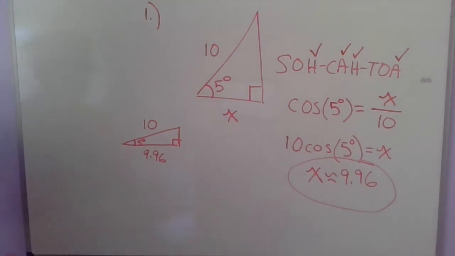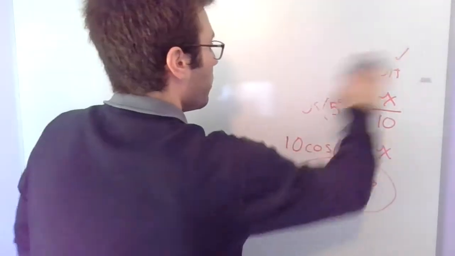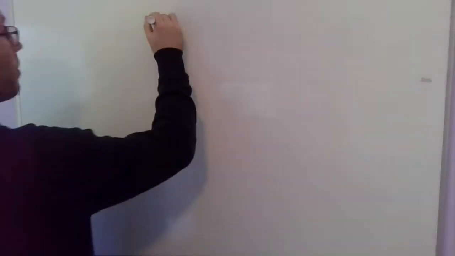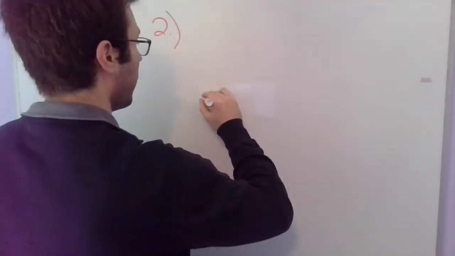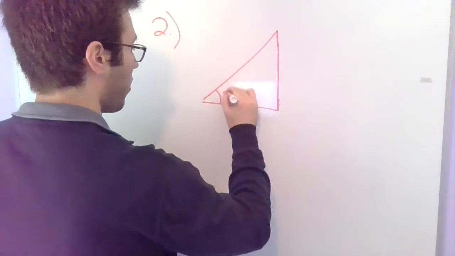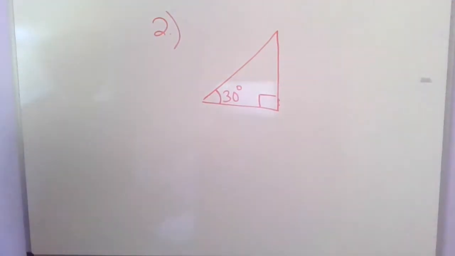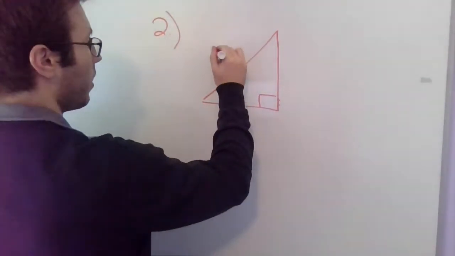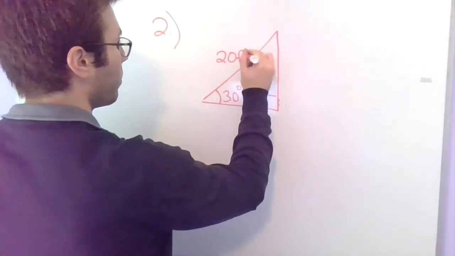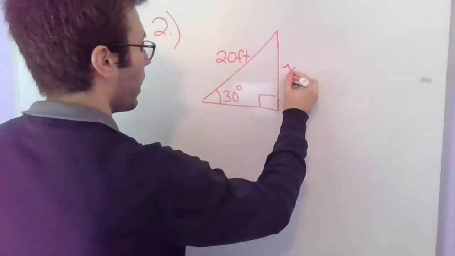All right, let's go into another one. Let's say I have an angle here. Let's say this is 30 degrees. This is 90 degrees. And let's say the hypotenuse is 20 feet. And I'm wanting to figure out what this side is, so I write an X here.